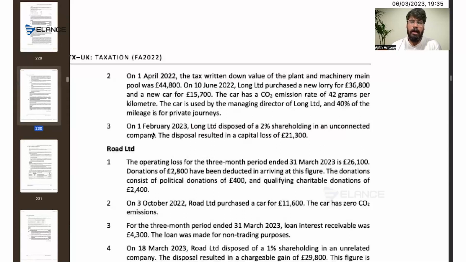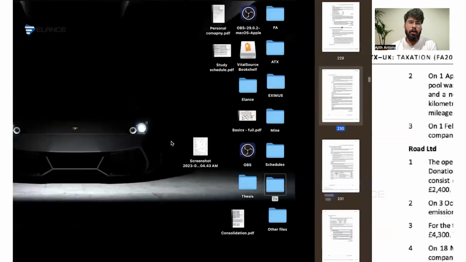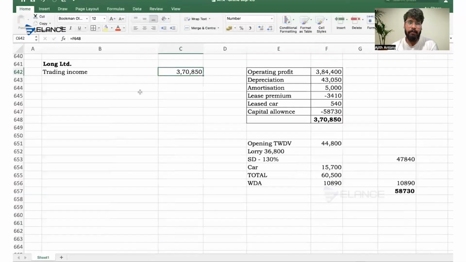Okay, and look at the last note of Long Limited, third note. On 1st February 2023, Long Limited disposed of a 2% shareholding in an unconnected company. The disposal resulted in a capital loss of 21,300. So Long Limited has a capital loss in this accounting period, and the loss was 21,300. Long Limited doesn't have any other capital gains. If Long Limited had any capital gains, they could set off that loss against the capital gain. So in our question, it is not available.